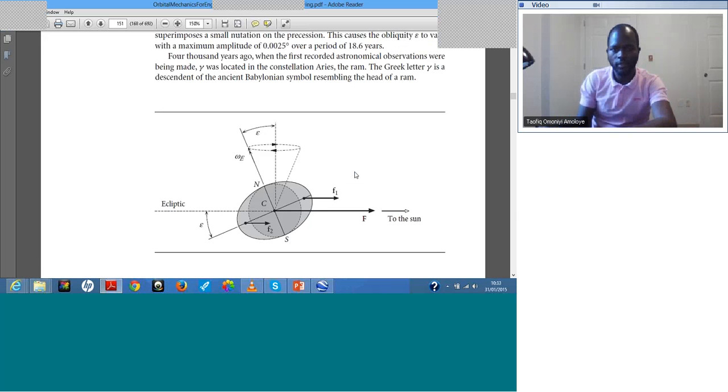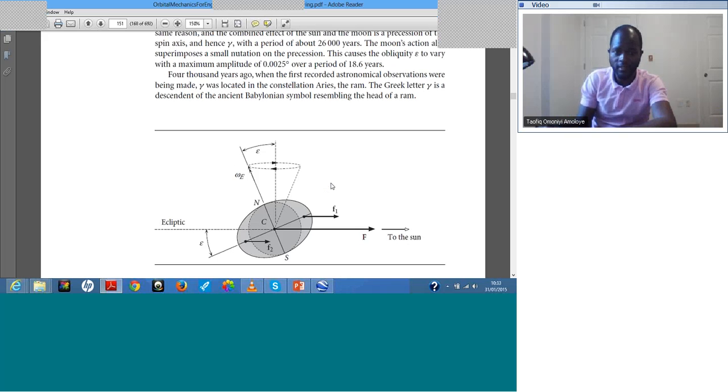So going forward, if this is precessing, it also means that the line on which the ecliptic and the equatorial plane coincide would also be precessing about some points. We'll be forming this kind of cone around some other points. Let's say this is towards the sun. Let's say this is away from the sun.